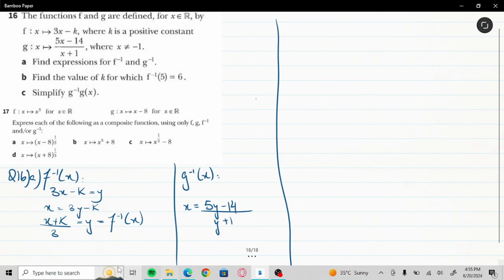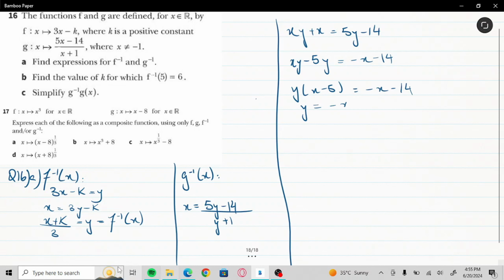Okay, so now what we're going to do is xy plus x is equal to 5y minus 14, and we just really quickly simplify this. So xy, take both y values on the other side, minus 5y is equal to minus x minus 14. Take y as the common factor: y times (x minus 5) is equal to minus x minus 14.